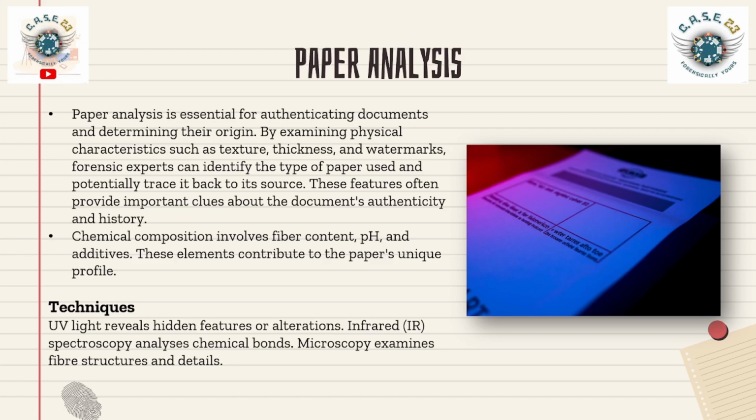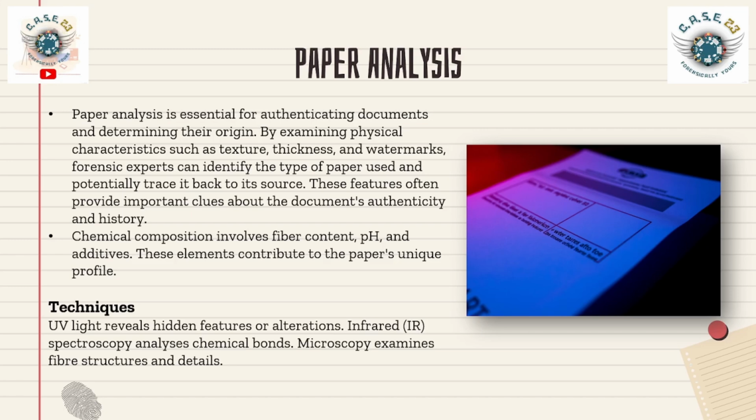And then we'll move on to the chemical composition, which includes the fiber content, pH levels, additives, etc. I mean additives like starch, coating agents, and many more. This gives paper a kind of fingerprint, a unique profile that can help trace its origin. Now coming to the techniques used in paper analysis, we generally go for UV light analysis, infrared spectroscopy, and microscopy.